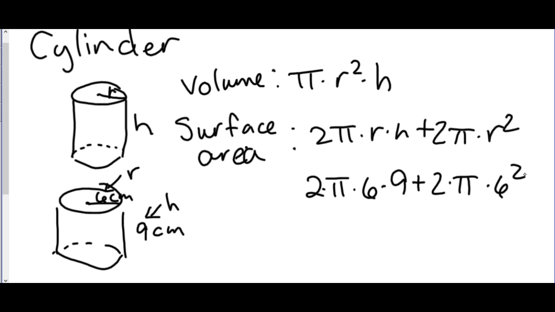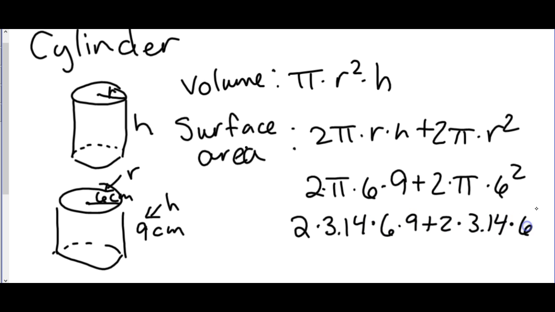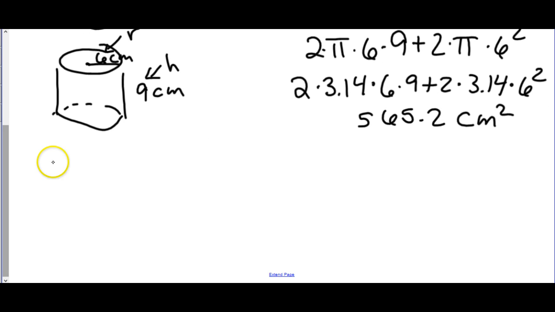Now, calculator-wise, some calculators have a pi button. If not, just use 3.14, the approximation for pi. So again, once we plug this all into the formula, we would just plug it into our calculator. I am going to be using 3.14 and not a pi button. Gives us 565.2. Now, area, when we use units, would be centimeters squared. So related to a cylinder is a cone.